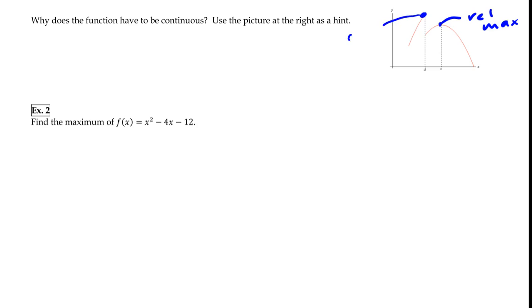Okay, so the whole idea of continuity really throws it off. So this would be lying. Okay, if we follow the rules, it says f prime always positive to f prime always negative. This should be the absolute. But because of this break right here, it is not. Okay, so this is why we need continuity, or else we're going to get a false conclusion.